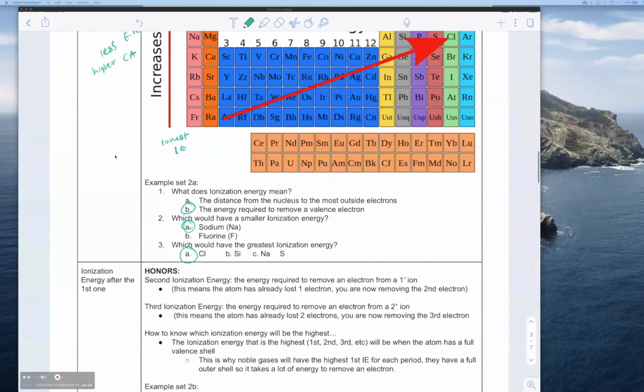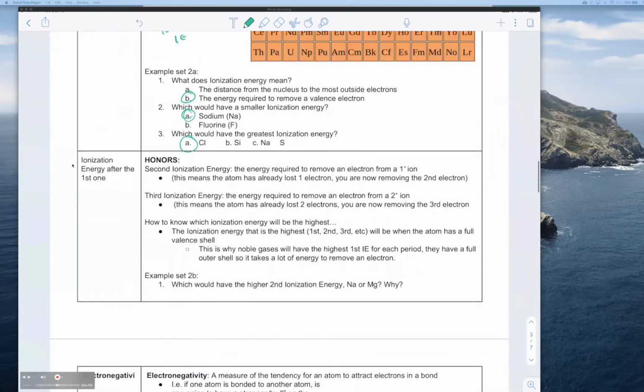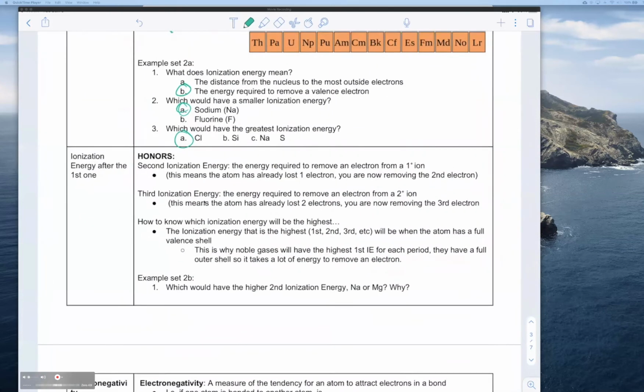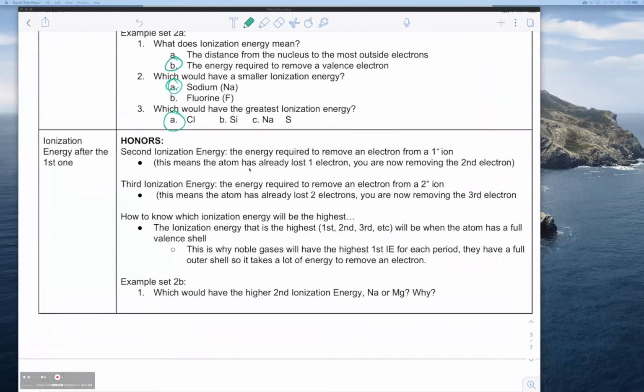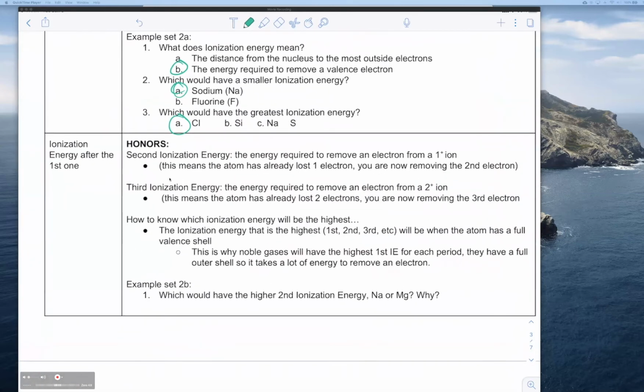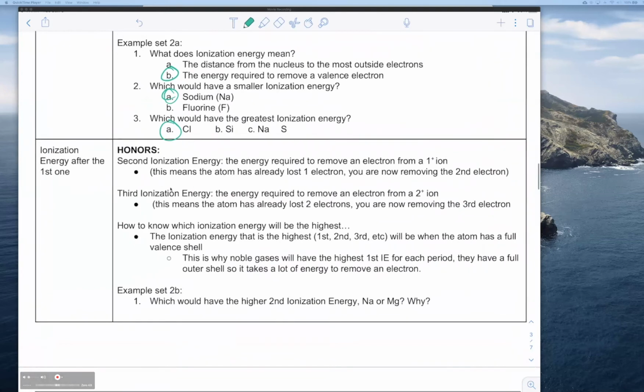Okay, now let's get to second ionization energy or third ionization energy. This gets a little bit confusing, and again, I'm probably only going to ask 1 or 2 questions on this on the tests or quizzes, but if you're going to take AP Chem, they like to ask this a lot, so I'm just prepping you in advance. Okay.